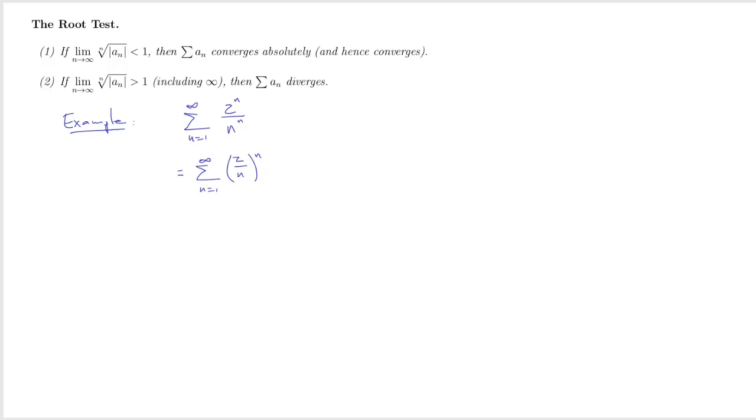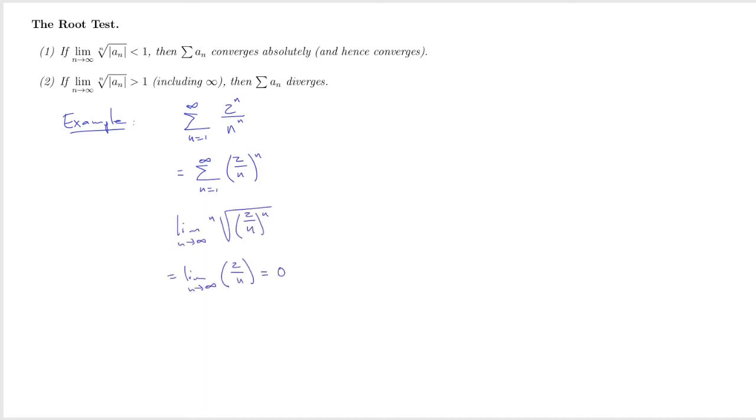And the first step is to recognize that algebraically 2 to the n over n to the n is the same thing as 2 over n to the n. And now you're in great shape to apply the root test. So if you still haven't, take a moment and do it. Pause the video, start it back up when you're ready.